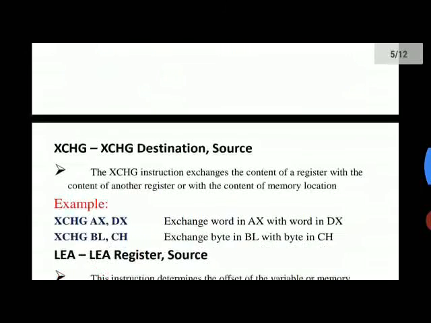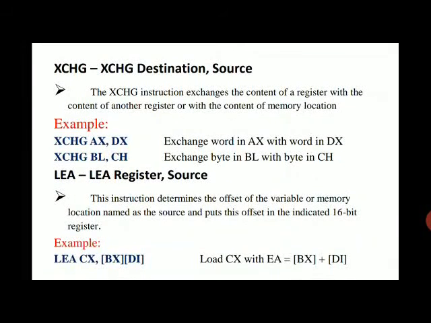Then see the next instruction, XCHG destination, source. That is, it exchanges the content between two registers. It exchanges the content of one register with the content of the other register. See the example, XCHG AX, DX. Here, the operation taking place is exchange of word in AX register with the word in DX register. That is, DX content is shifted to AX and AX content is shifted to DX register. This is a normal operation taking place in exchange type of instruction.